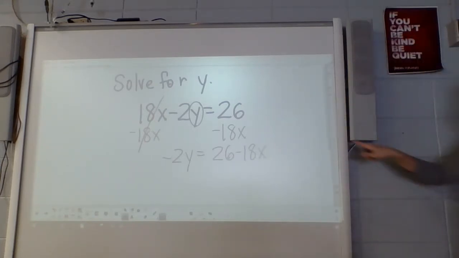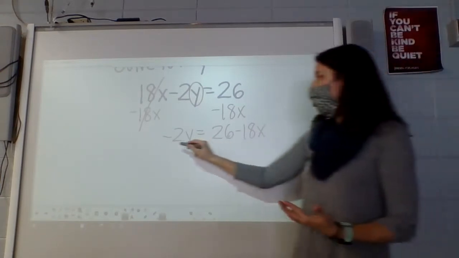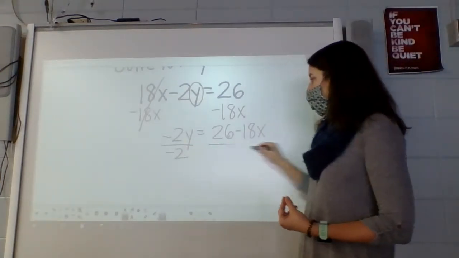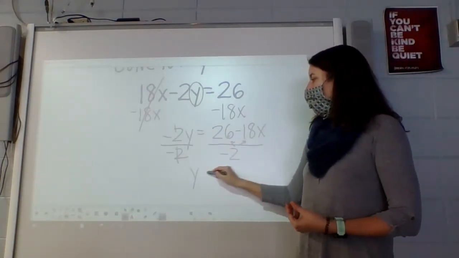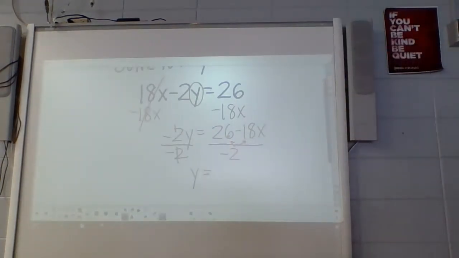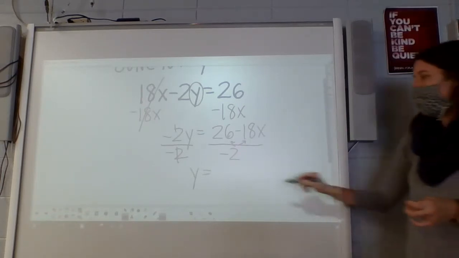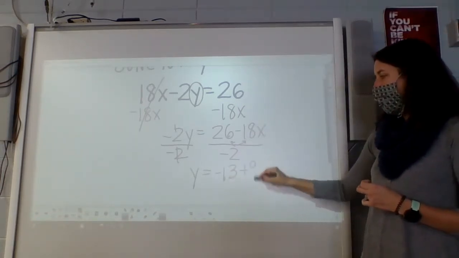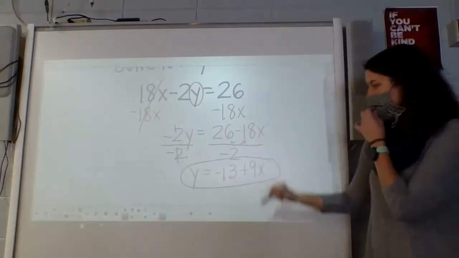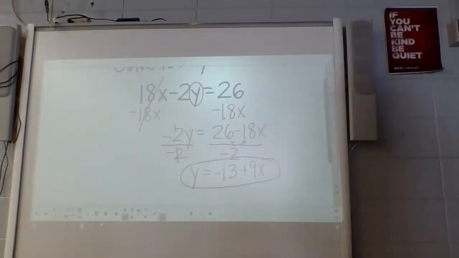And then to get that y alone, I have to get rid of that negative 2. So I'm going to divide by negative 2, which means I need to divide both of these by negative 2. So I get 26 divided by negative 2 is a negative 13. And then a negative negative is going to be a positive 9x. Okay? So we'll keep doing some more. Let me grab maybe one that is more straightforward.